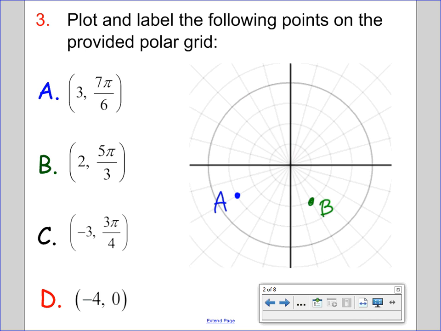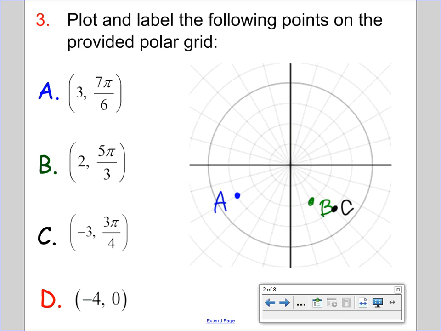C in black. Here we have a chance to practice our negative magnitude. We're going to go negative 3 in the 3 pi over 4 direction. So here we go. Pi over 4, 2 pi over 4, 3 pi over 4. But we're going to go in the negative direction. So we're really going over here at 7 pi over 4. 1, 2, 3. Raise your hand if you had C correctly plotted. So you did the negative magnitude. Great job.